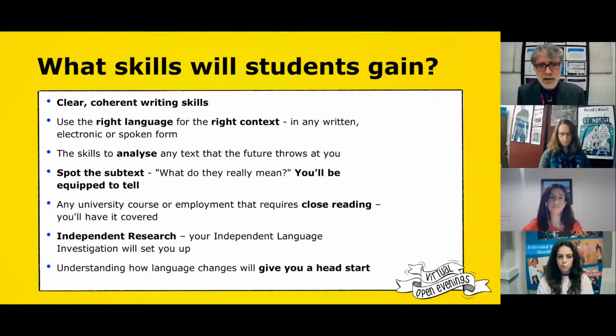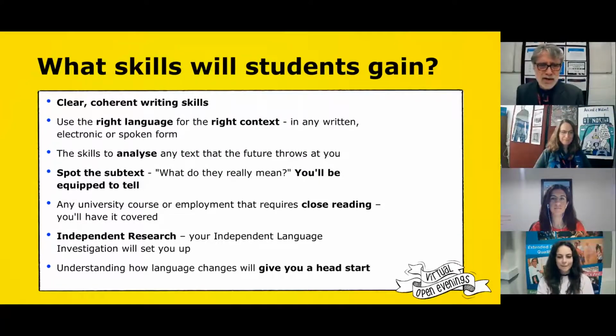So the next bullet point there is about using the right language for the right context. I think you have a heightened awareness of that if you do English language. And because you've analysed such a variety of texts in English language, in the future, whether you're at university or in employment or just in life generally, you've got the skills to analyse any text that gets thrown at you. Once you've done English language, even a text from your friend, you'll be better at seeing the subtext.